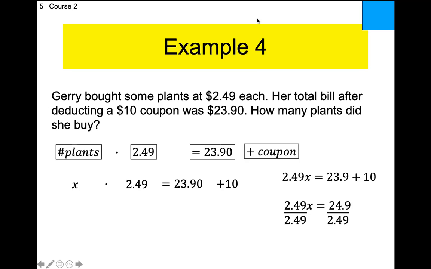All right, e-learners, hopefully you see that one mistake right there and you're not confused by it. So that should be 33.9, not 24.9. Bye, Donovan.